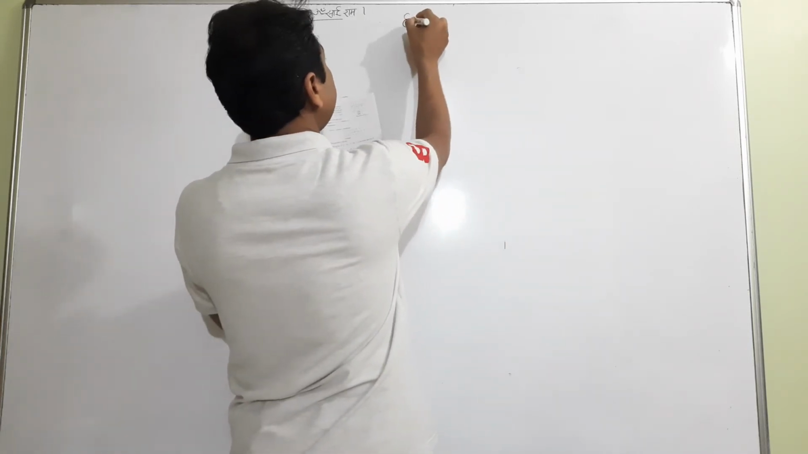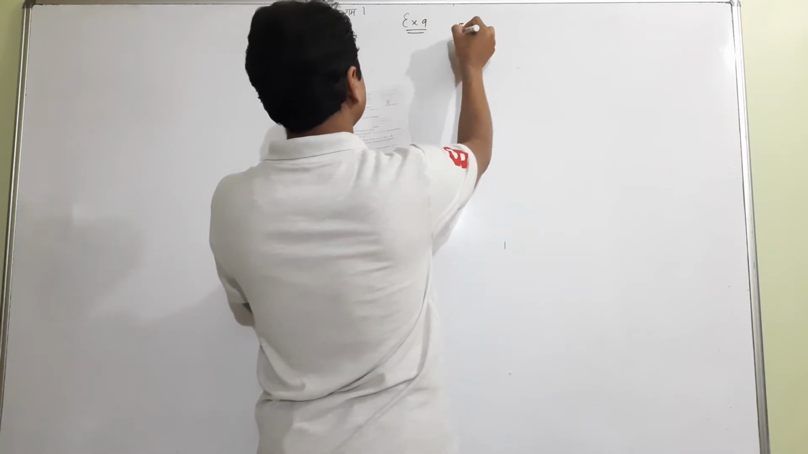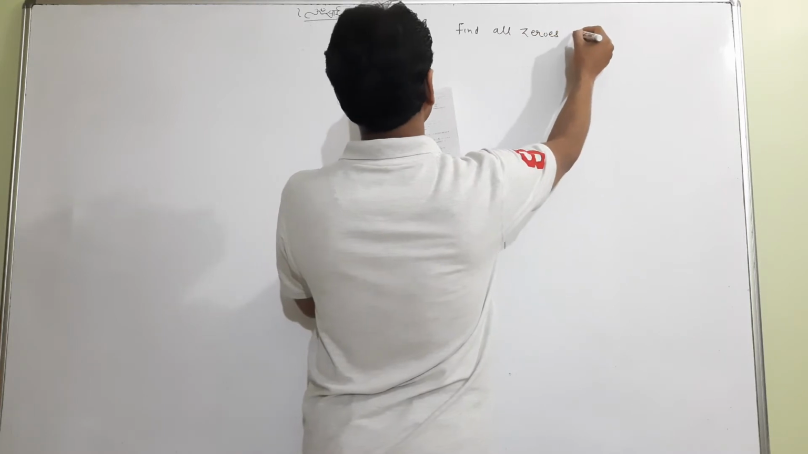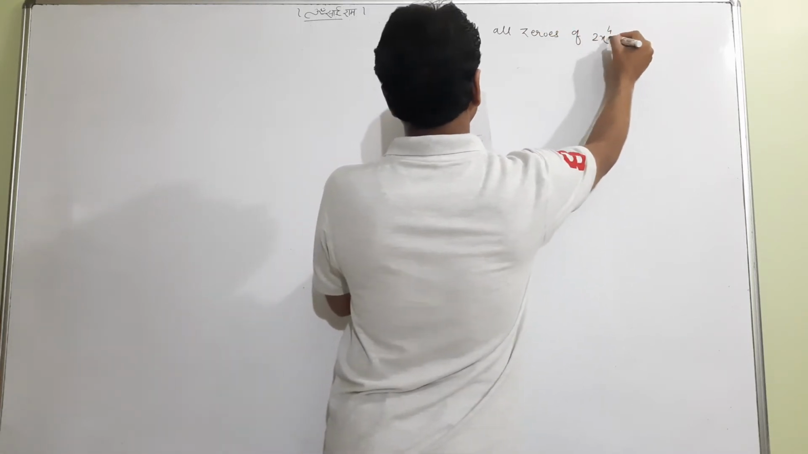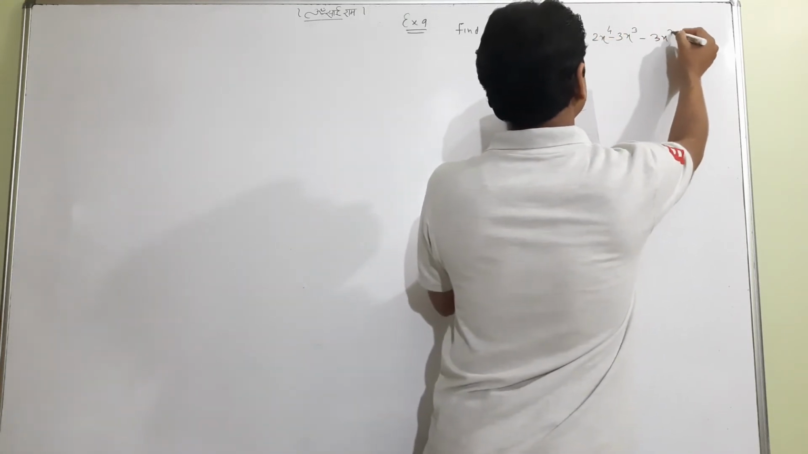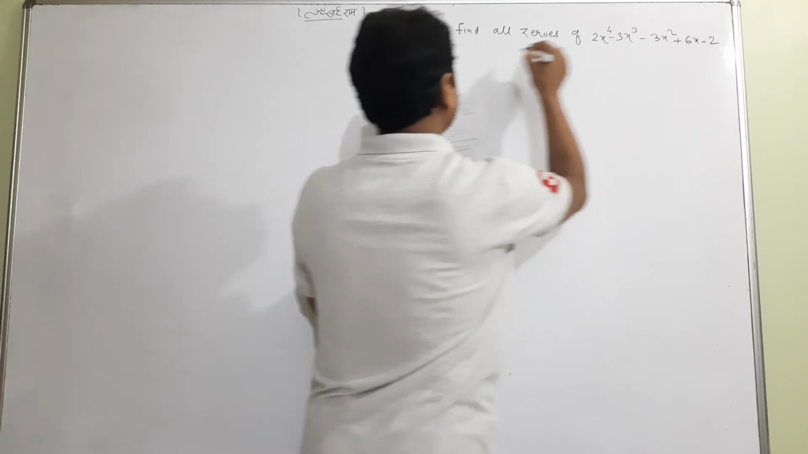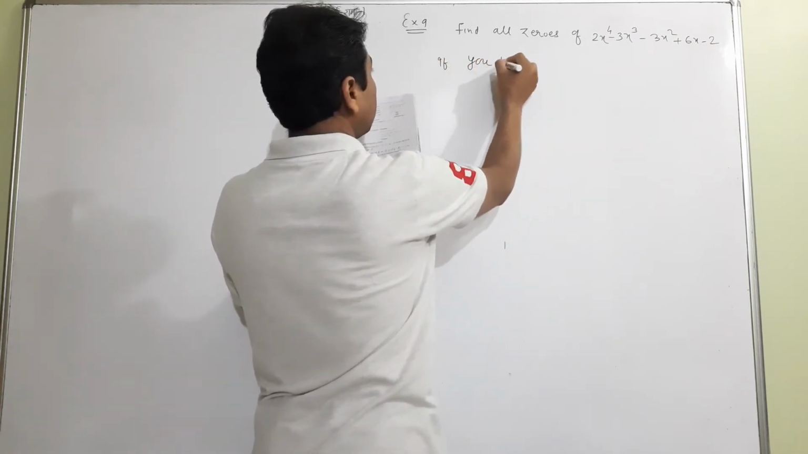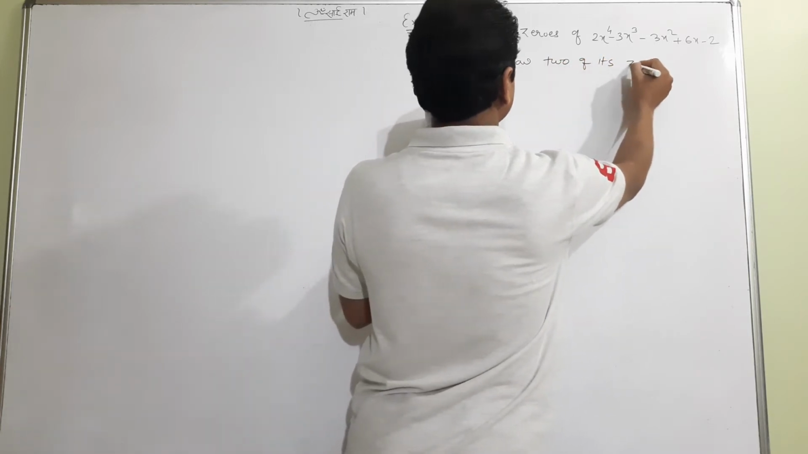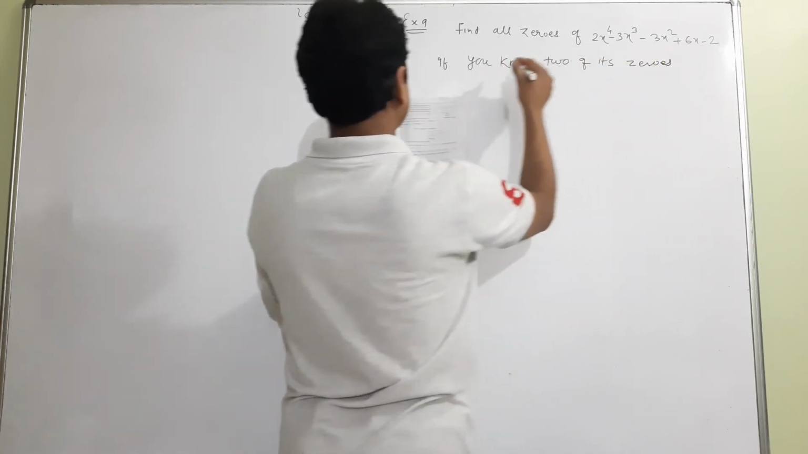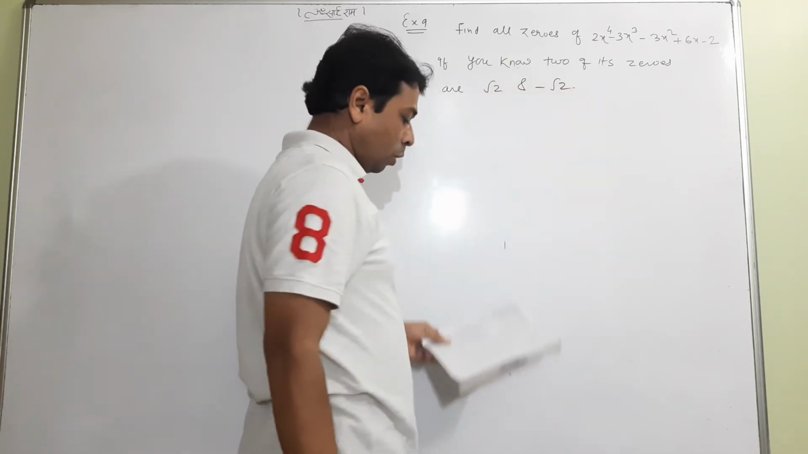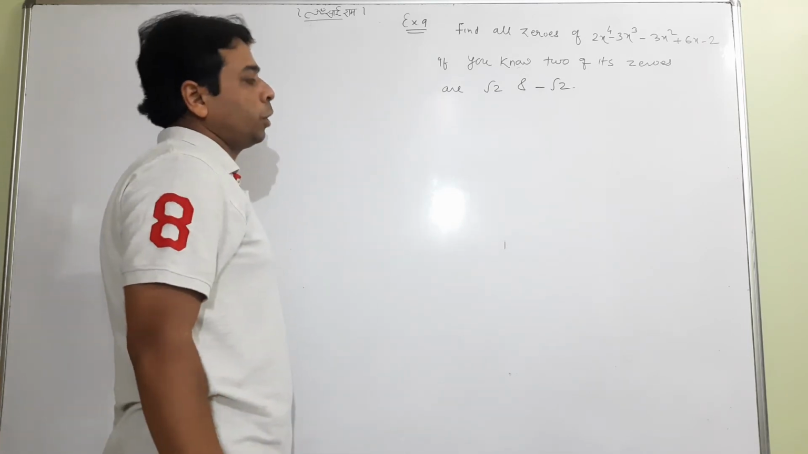Now an important example. Now I'm telling you, find all zeros of 2x4 3x cube. It is one of the important questions as far as the exam is concerned. If you know 2 of its zeros, they are root 2 and minus root 2. So this is the question.